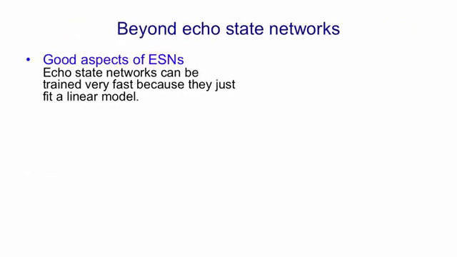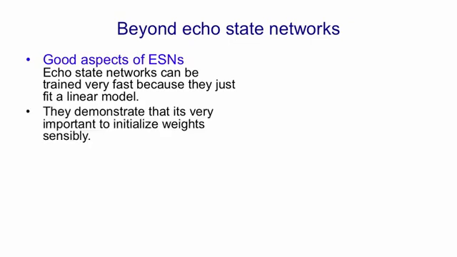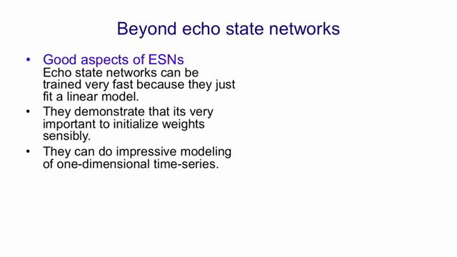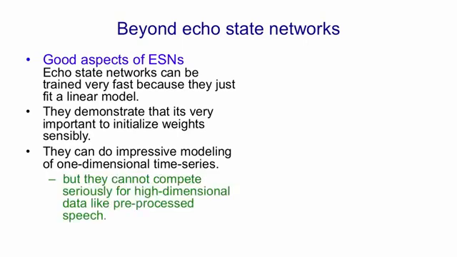There are some very good aspects of echo state networks. They can be trained very fast because they're just fitting a linear model. They also demonstrate how important it is to initialize the hidden to hidden weights sensibly. And they can do quite impressive modelling of one-dimensional time series. That's where they excel. They can look at a time series for a while and then predict it very well a long time into the future. What they're not so good at is modelling high-dimensional data, like frames of acoustic coefficients or frames of video.